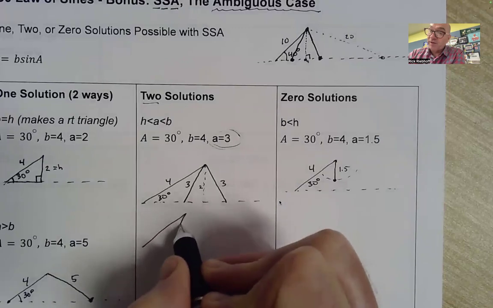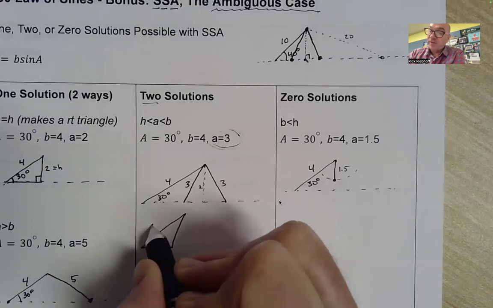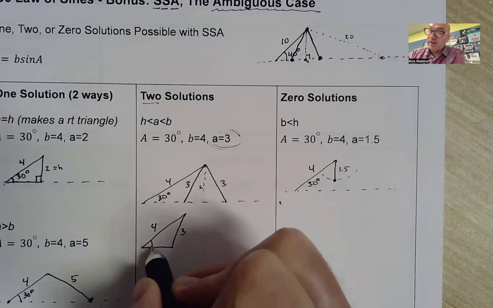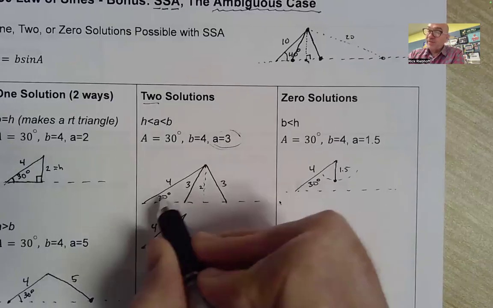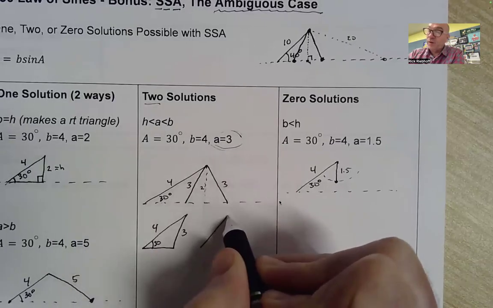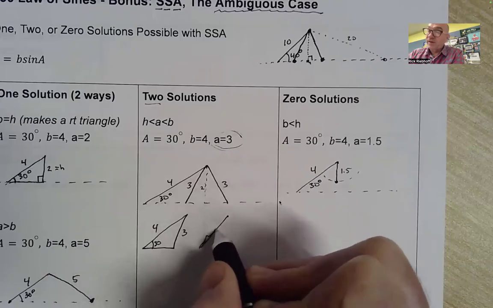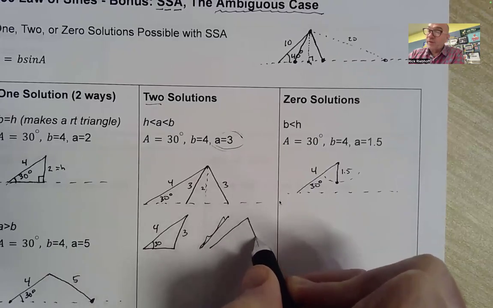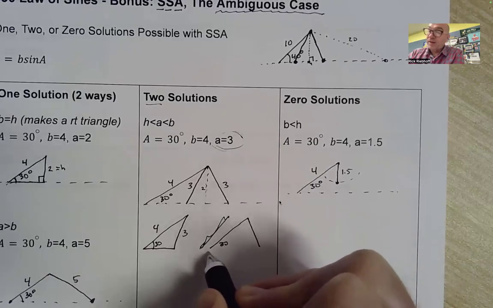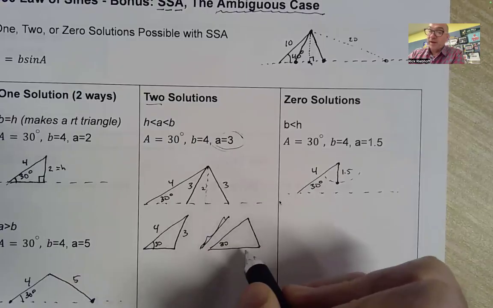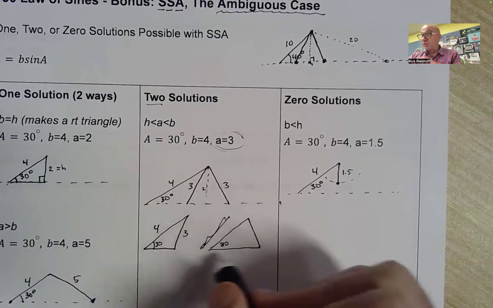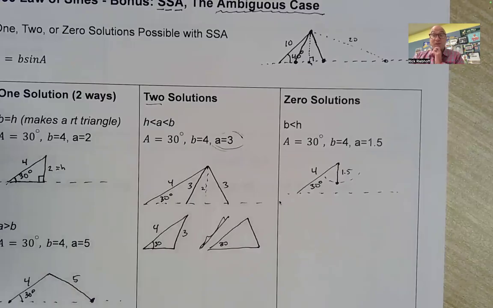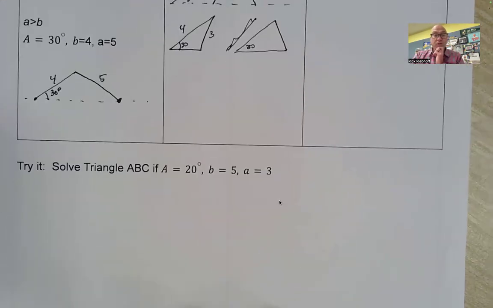We'd have this triangle, right? The 4, the 3, and the 30, right? We'd have this bigger triangle with the 4, oops, that's not very good. The 4, the 3, and the 30 looking like this, right? So we're going to have those as our options. Pretty crazy, right? Kind of crazy. So we're going to solve this, okay, in a second.